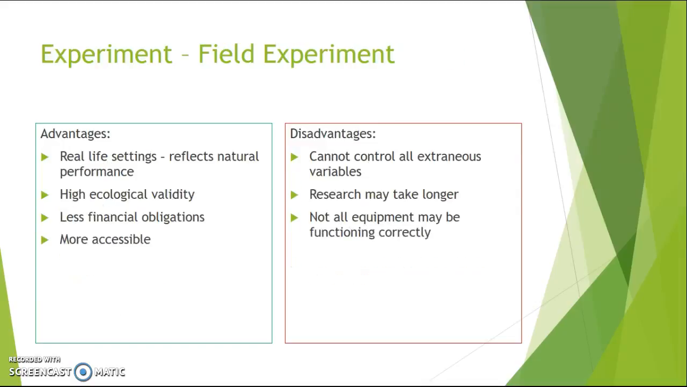And we've got a field experiment. This is when experiments are done in a natural setting. And then we've got advantages. It's a real life setting, so it's going to reflect the natural performance much better. That leads to a high ecological validity. And it's a lot cheaper as well, with fewer financial obligations, because it's done in a situation that's already available to you. And obviously, in which case it's going to be far more accessible. Just to go outside is very easy, whereas actually getting a lab is much more difficult.